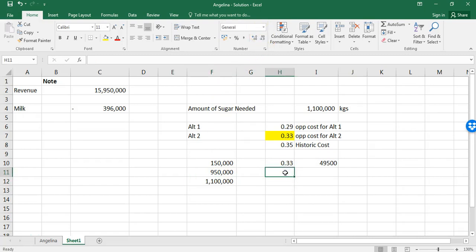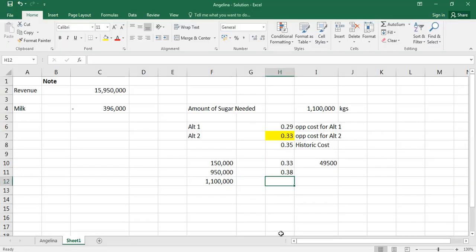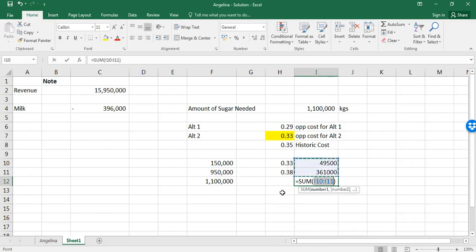We will buy the 950,000 at 0.38, because we're told the current market price of the sugar is 0.38. So if you're going to buy any more, you'll be buying it at 38 cents. So that other 950 that you'll have to buy will cost you 361,000. So the total sugar cost will be 410,000.